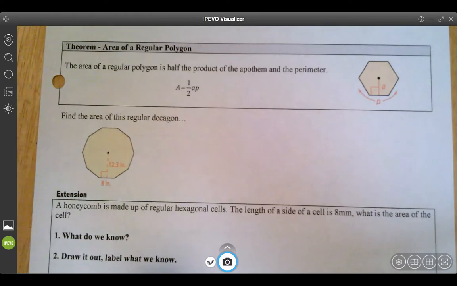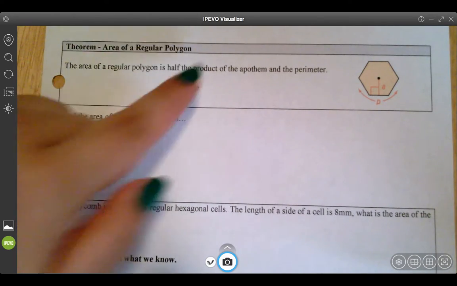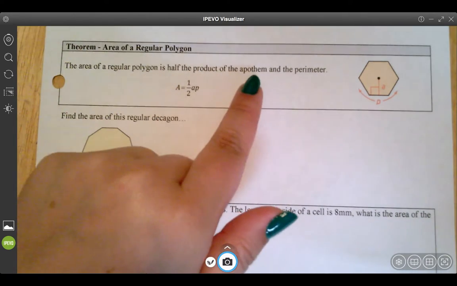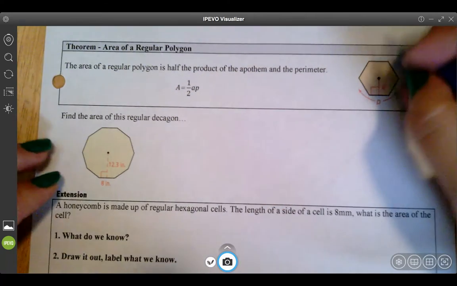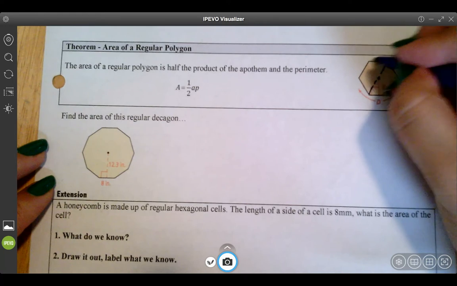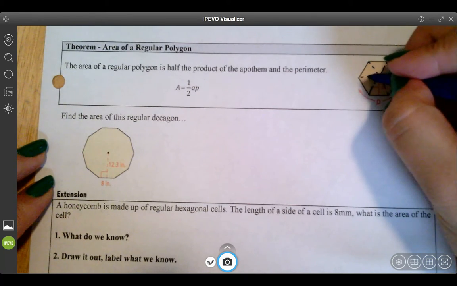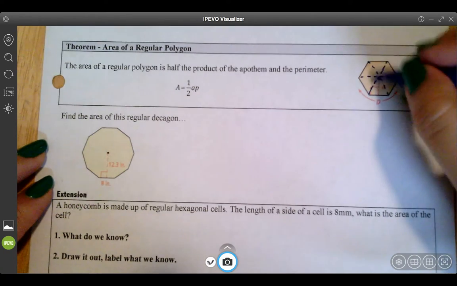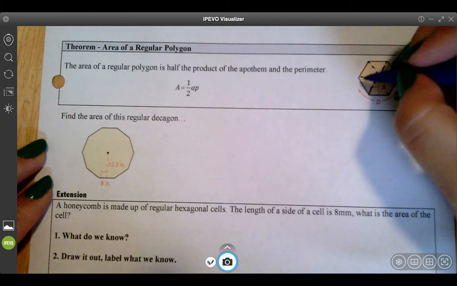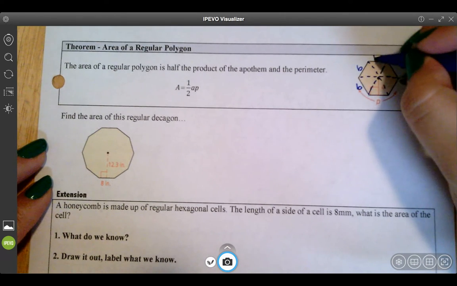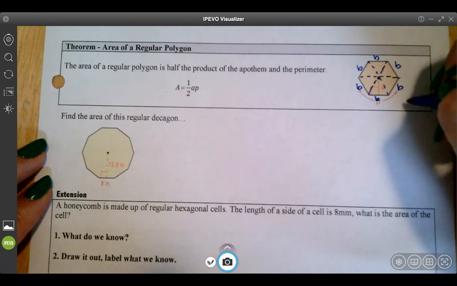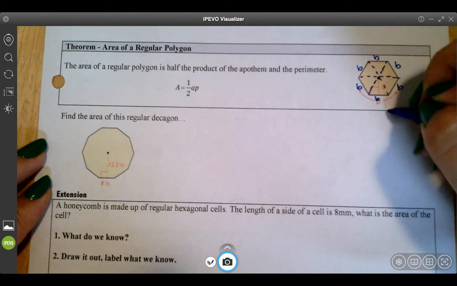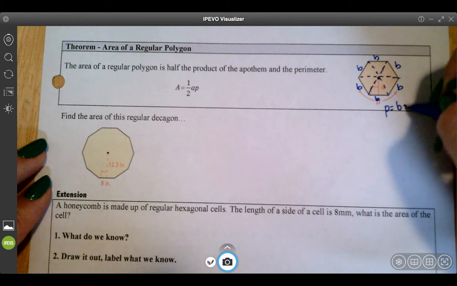So the area of a regular polygon is 1/2 times the apothem times the perimeter. Where does this come from? Well, if I were to draw in all of my radii, notice these make triangles. So I have base and base and base and base and base and base. And if I add up all of those bases, I would get the perimeter. Perimeter equals all of the bases added up.